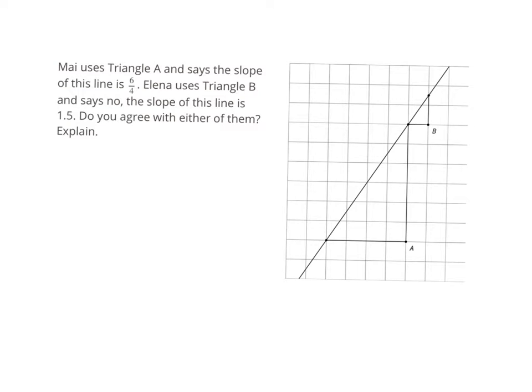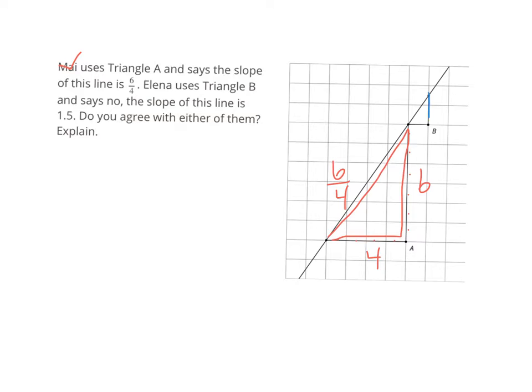So May uses triangle A, which is the one I'm outlining here in red, and she says that the slope of the line is 6 over 4. So just like we've been doing in class, the vertical side is 6 units, and the horizontal side is 4 units, and that ratio gives you the slope, 6 over 4. So May is right. But then Elena says that the slope of triangle B is 1.5.